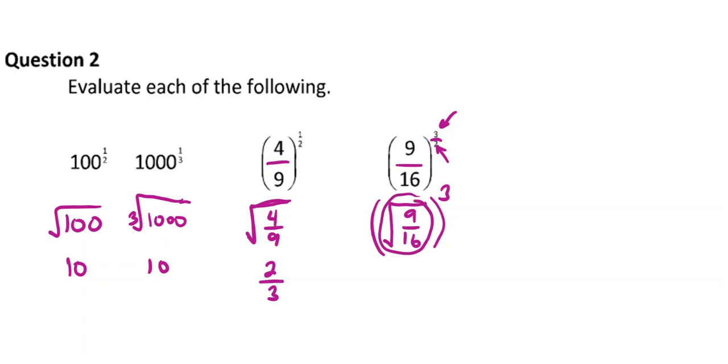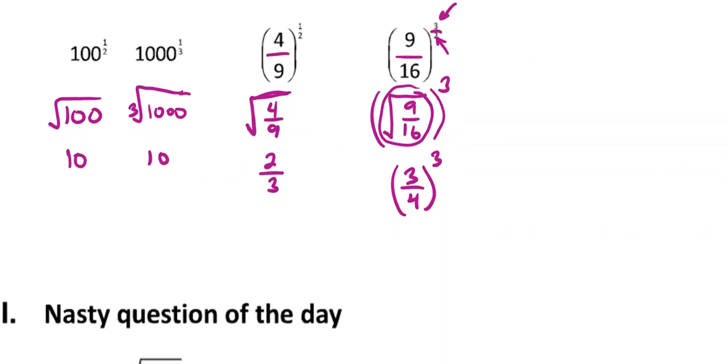Okay, so what would that be? The square root of 9 over 16 would be 3 over 4. Okay, so we did the square root part. We've still got that to the power of 3 part left. So 3 to the power of 3 and 4 to the power of 3. They both get raised to the power of 3. So 3 to the power of 3 is 27, yeah. 4 to the power of 3, 64, yeah, good.